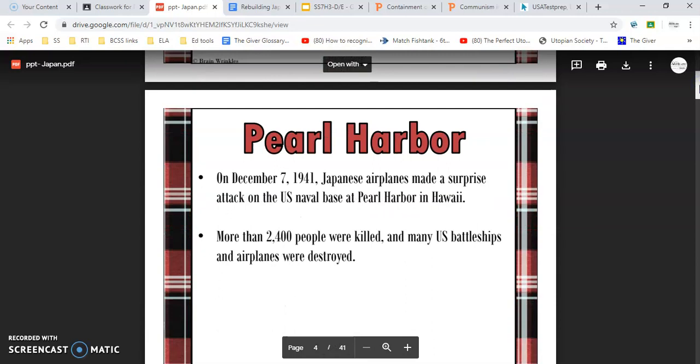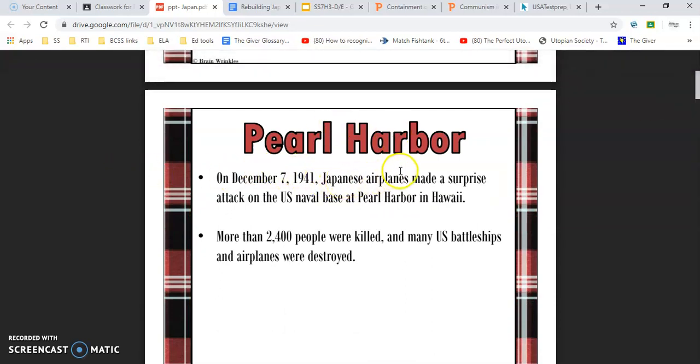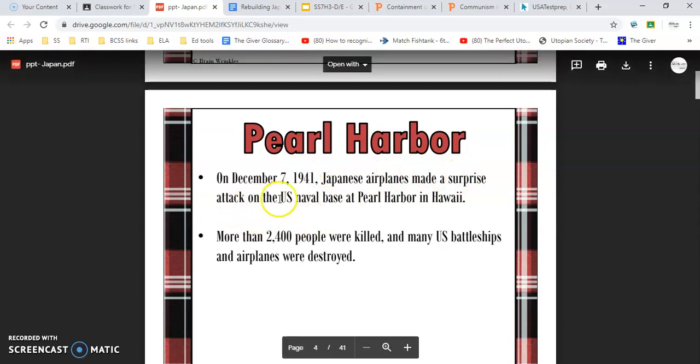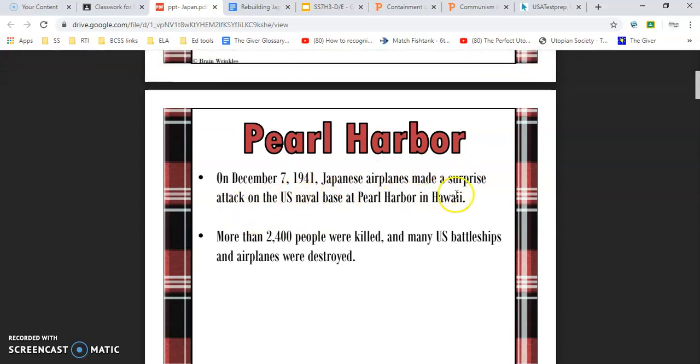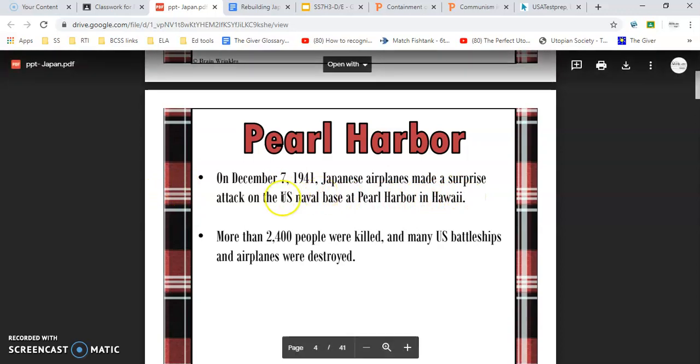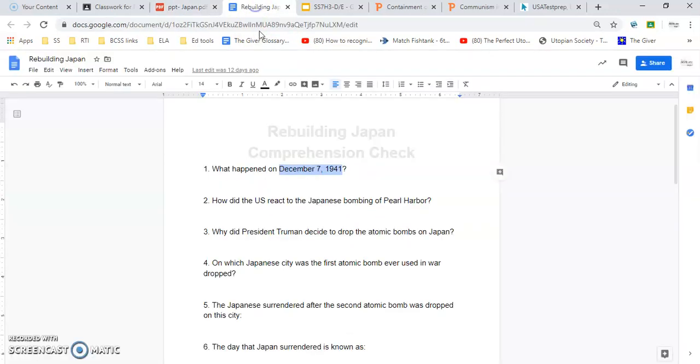So right here, it says on December 7th, 1941, Japanese airplanes made a surprise attack on the U.S. naval base at Pearl Harbor in Hawaii. So this right here would be the answer to your number 1 question, and you can just type that in right here. Everybody has an editable doc. If you do not, please contact Mr. Heggs, Mr. Kersey, or myself to make sure we can get you that document.